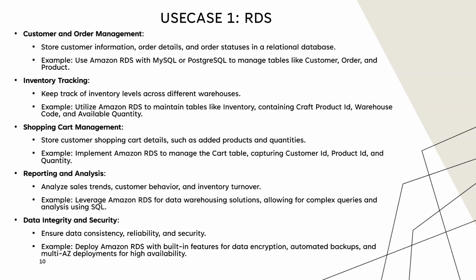Recommendations for our company: if we use use case one, which is RDS, then in customer and order management, we will utilize RDS with MySQL or PostgreSQL to store customer information, order details, and statuses. For inventory tracking, we will use tables like inventory tracking, craft product IDs, warehouse codes, and available quantity. Shopping cart management employs RDS to manage cart details. Reporting and analysis leverage Amazon RDS for data warehousing, enabling complex queries. And lastly, data integrity and security are ensured through RDS built-in features like encryption, backups, and multi-availability zone deployments for high availability.